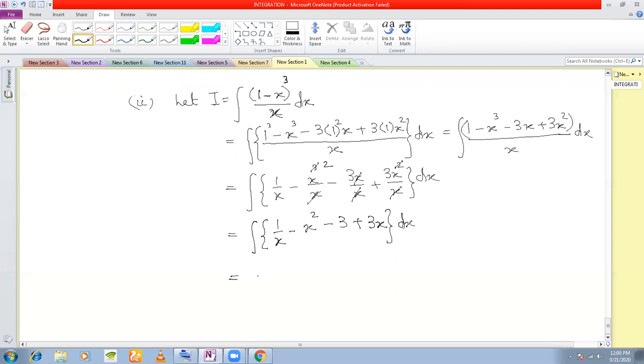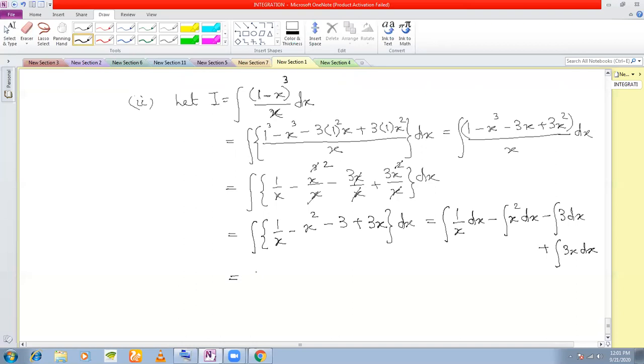Now you separate. Let me write here. You write this as integral 1 by x dx minus integral x squared dx minus integral 3 dx plus integral 3x dx.